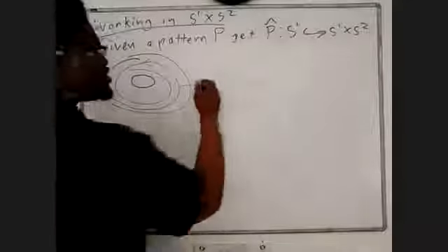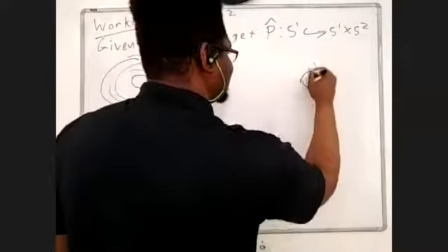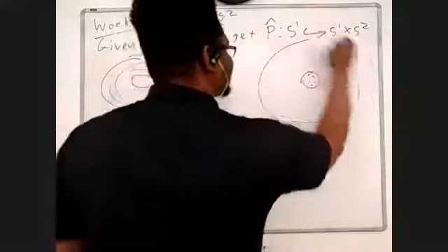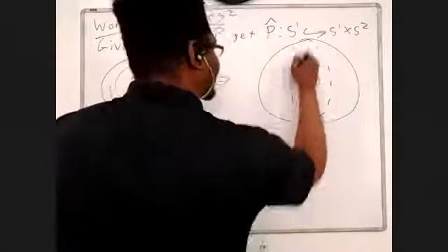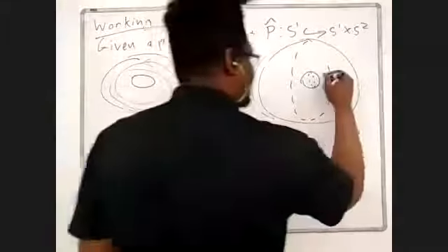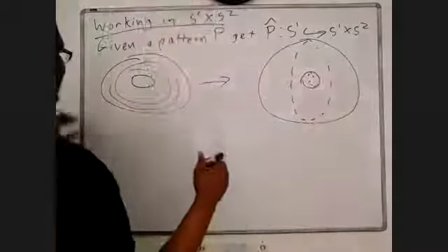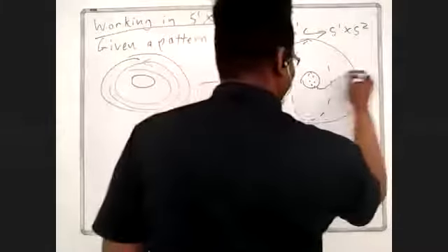So we get this picture. So S1 plus S2, we're going to draw it like this. One small sphere and one big sphere. And it should look like this, I believe.